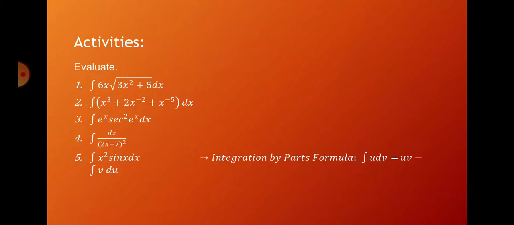4, the integral of dx over 2x minus 7 squared. 5, the integral of x squared sine x dx. That's all. Thank you.